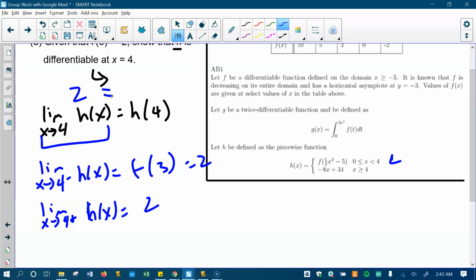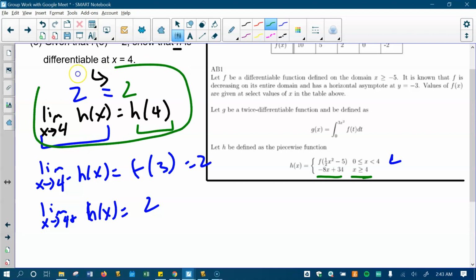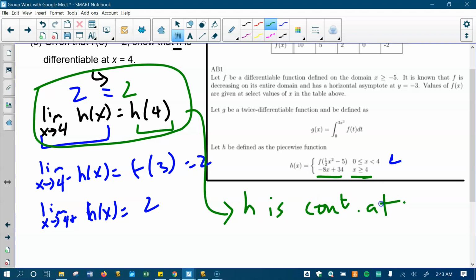And I had to show all that work. H of 4, on the right side, H of 4 is equal to this part, and we already plugged that in. When x was equal to 4, we had a 2. So this statement states that H is continuous at x equals 4. Okay?